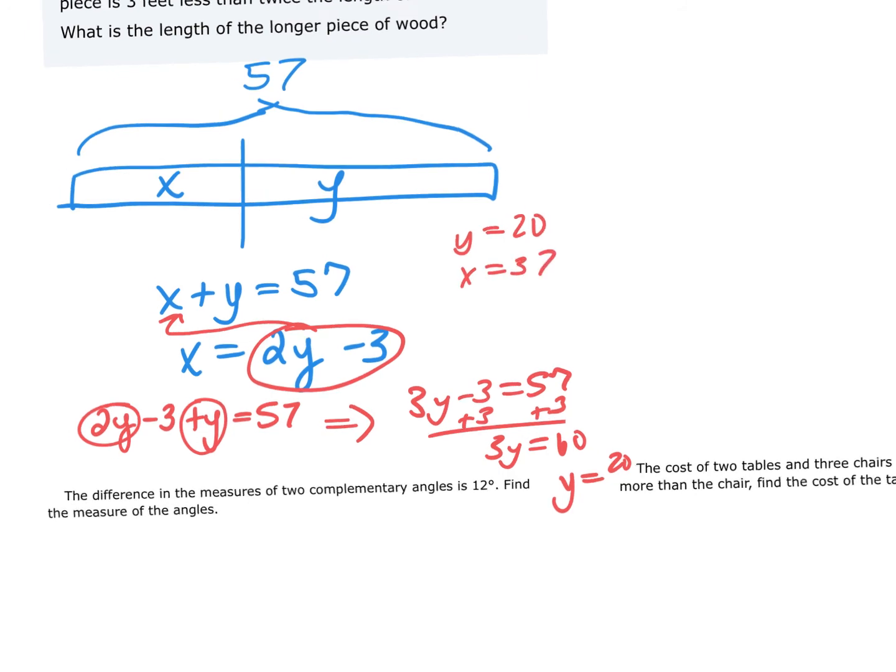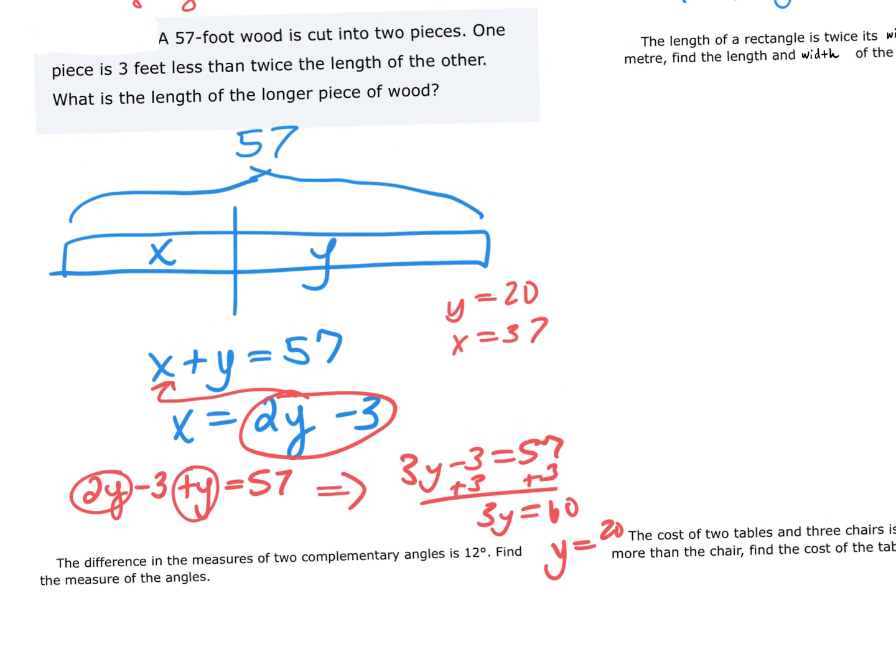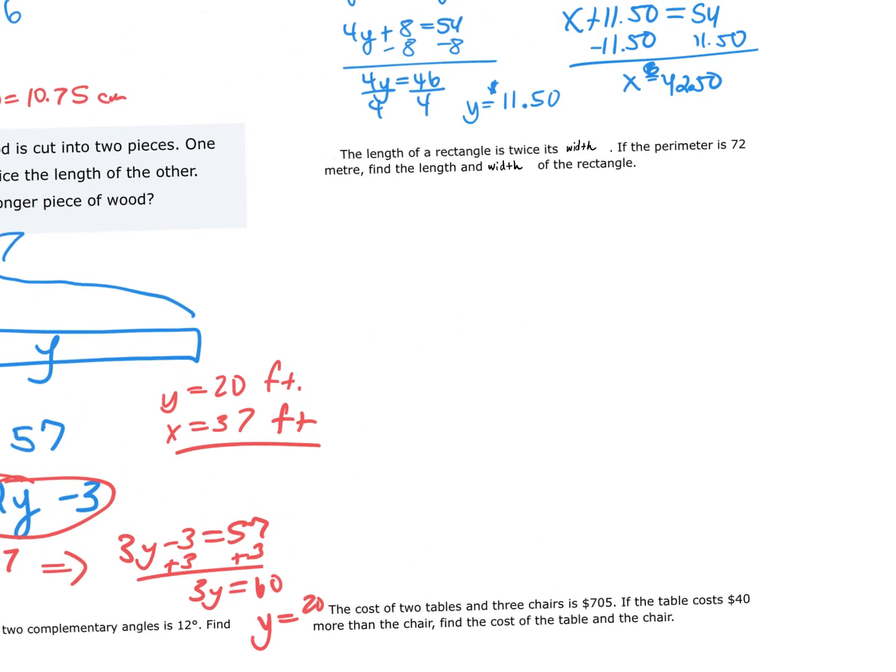So the question was, what is the length of the longer piece of wood? You guys would say what? 37 feet. How did you figure out that if one was 20, the other piece was 37? 57 minus 20. Good. Very good, very good, very good. You guys can all handle this.